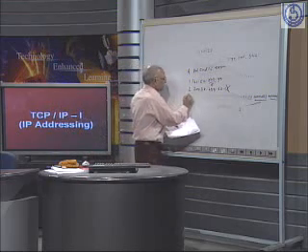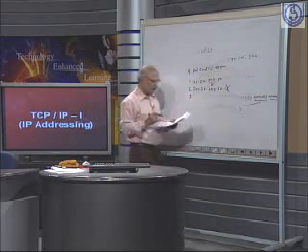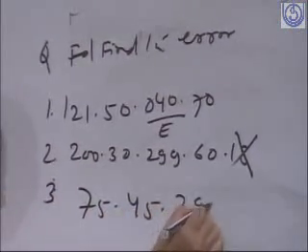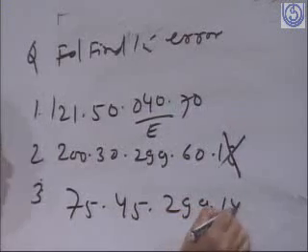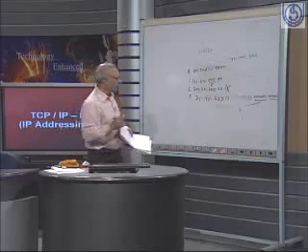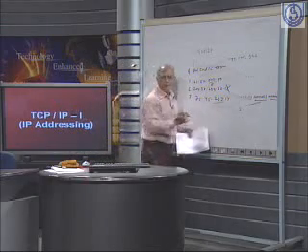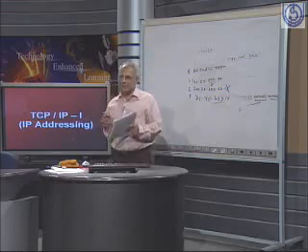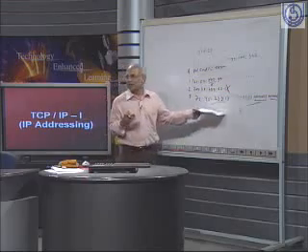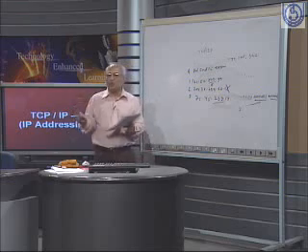Now the third, I am just writing the third. Now try to find out where the error is. 75.45.299.14. Where is the error? The error is here, because with 8 bits you can have a maximum of 255, the range 0 to 255. You cannot have 299. Maximum you can go from 0 to 255.